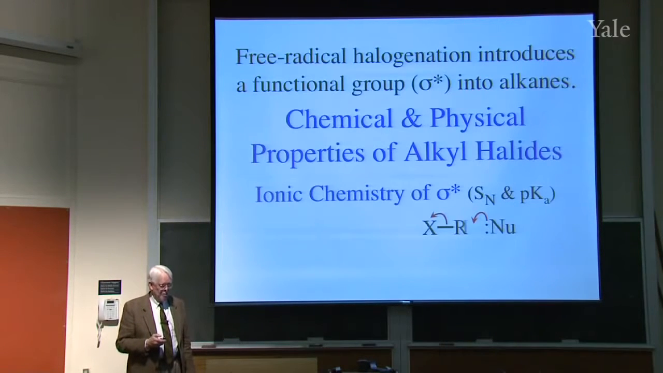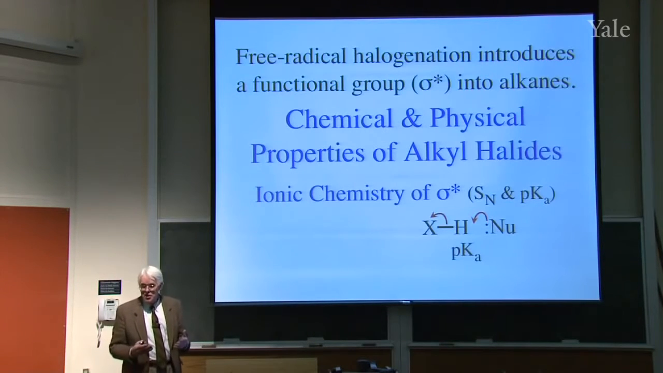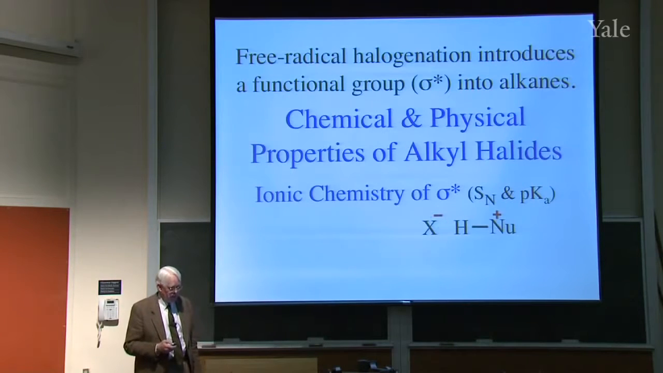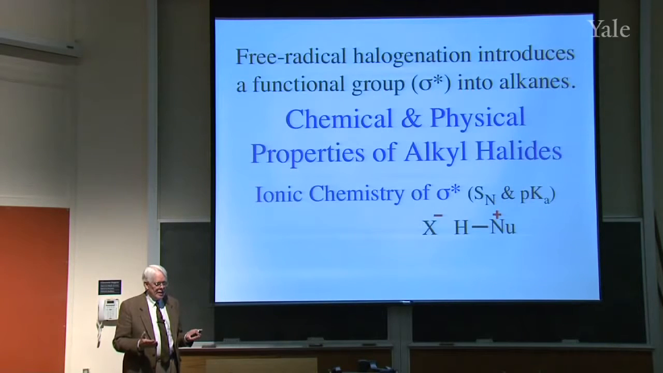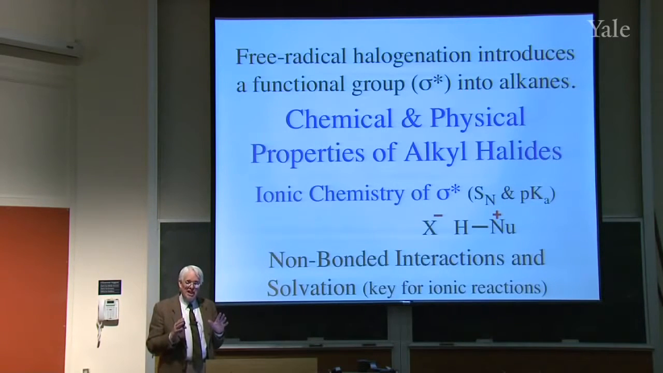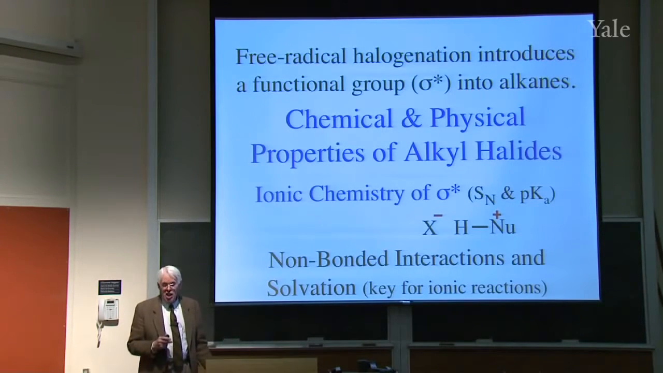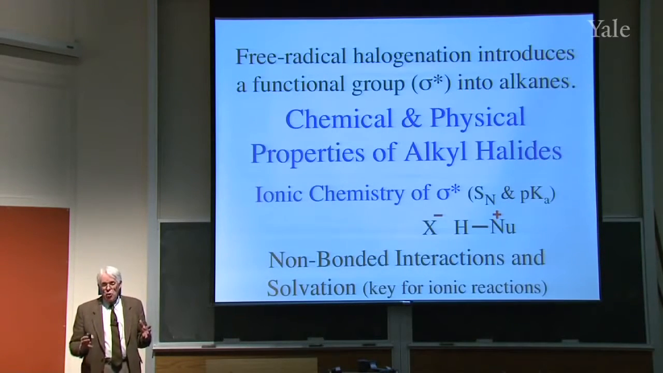And if the atom in the middle is H instead of R, then this same thing is acidity, right? So we introduced this concept last semester, but we're going to talk about it in more detail in terms of reaction mechanisms now. Now, in the process, this makes ions, right? So we have to go beyond the molecules themselves in thinking about this reaction, because non-bonded interactions and solvation turns out to be key for ionic reactions. You can't just look at the reacting species, you have to look at the surroundings, which makes everything ever so much more complicated.